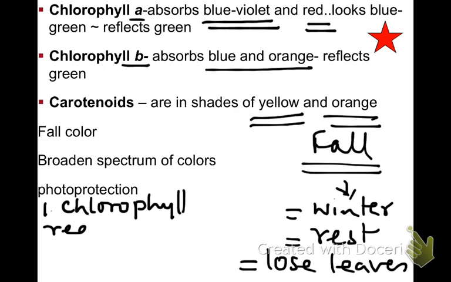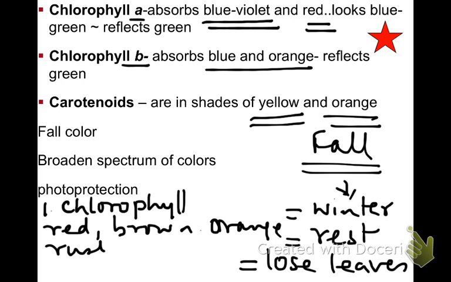You can have red, brown, orange. You can have rust. Then you can have yellow. You can have varied shades of these. All of these come under the bracket of being carotenoids.